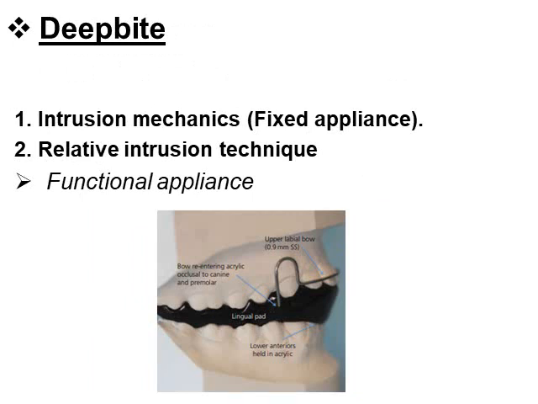Deep bite: intrusion mechanics using a fixed appliance, or the relative intrusion technique using a functional appliance. Functional appliances used during the growth period cause relative intrusion. In this, the lower incisors are prevented from erupting while the posteriors are allowed to erupt. This causes opening of the bite.